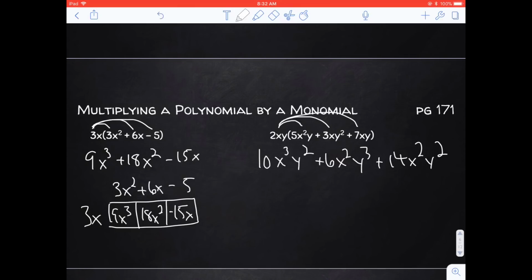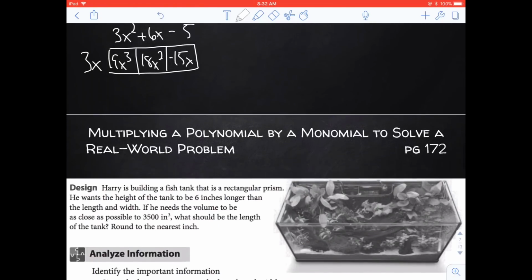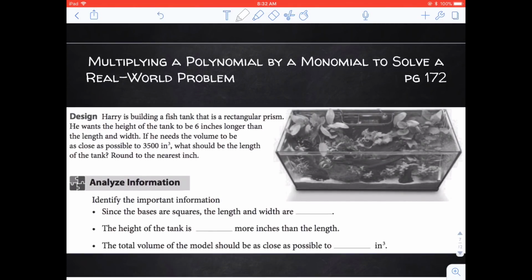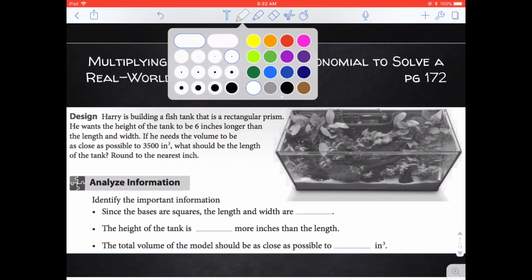Okay, again, if you need to process it a little bit, you can pause here. Otherwise, moving on to an application of this. So we are multiplying a polynomial by a monomial to solve a real-world problem. We're on page 172 here now.